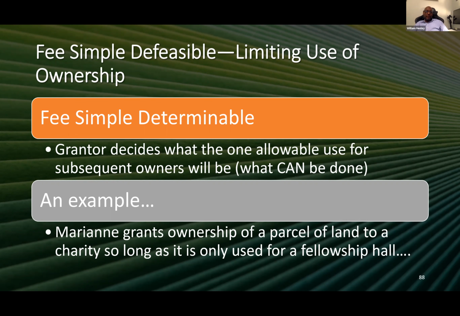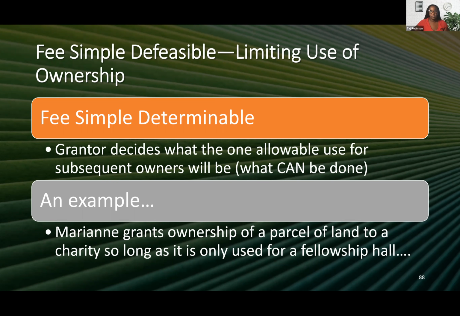Could the church sell it? Sure, if they could find somebody who's willing to buy it and only use it for a fellowship hall. Is that going to be really limiting about the property? Yes. So fee simple determinable is a really, really limiting sort of thing when you're given this really short list of what you can do with the property.